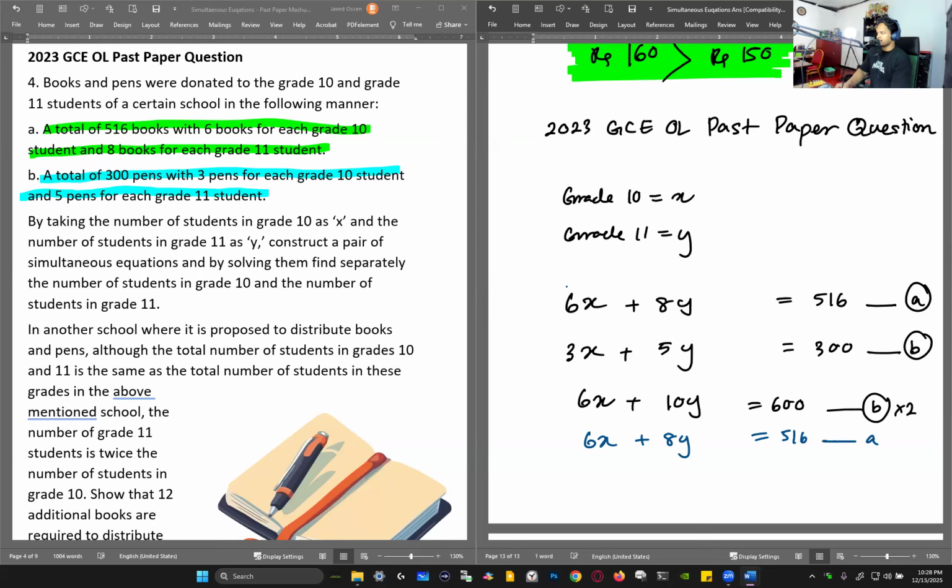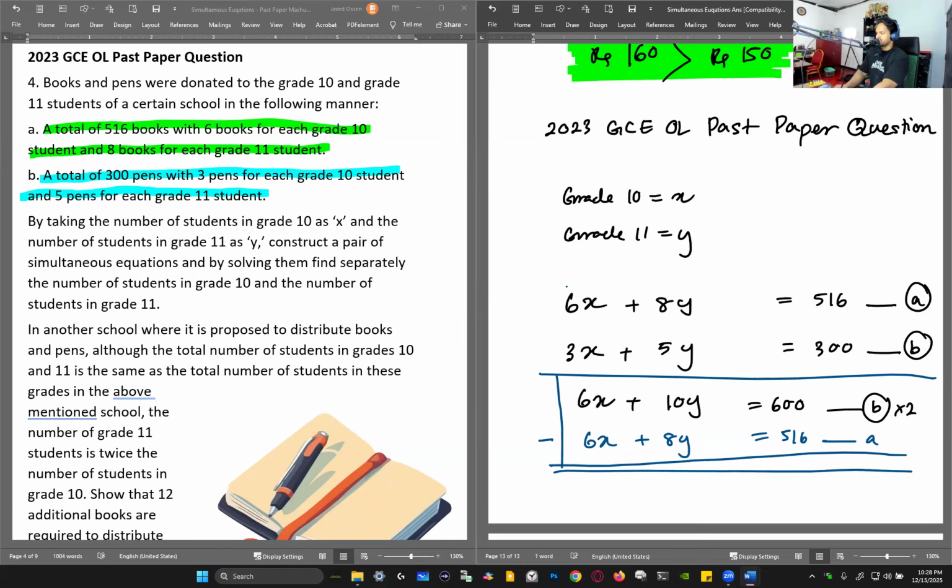This is equation A. These equations, Miss Fatima, am I going to add them or am I going to subtract? Definitely, I have to subtract. Only then can I cancel off 6x. So 600 minus 516 is 84, right? 84.